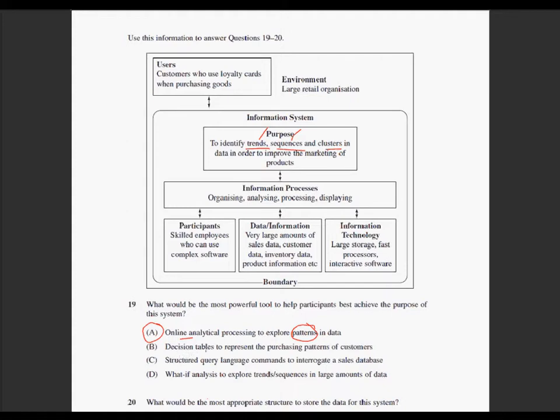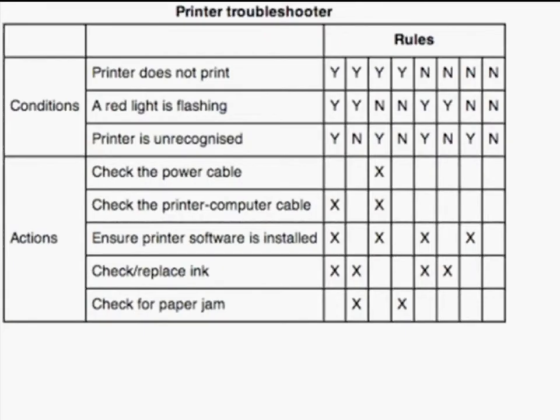So decision tables to represent the purchasing patterns of customers. So let's have a look at what a decision table is. Here's an example of a decision table. So at the top we've got some conditions, and at the bottom we've got some actions. So this table relates to how we can fix a printer if there's an issue. So if we have a look at the top, the printer does not print, and if that's the problem, yes. And a red light is flashing, yes. And the printer is unrecognized, yes. Then these are the three possible solutions.